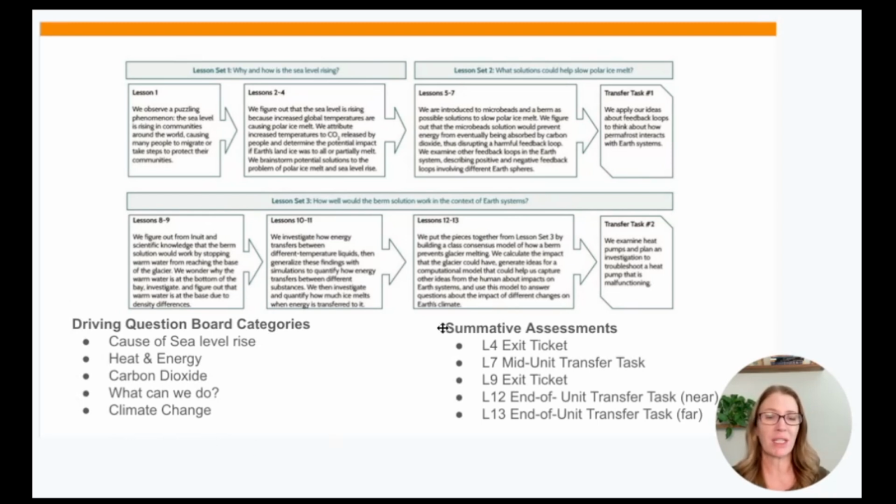And then the summative assessments. I walked through the transfer task opportunities already, but there are also 2 exit tickets that are considered summative. You can beef them up if you want, but those would be lesson 4 and lesson 9. So here are your really big summative assessment opportunities in the unit.